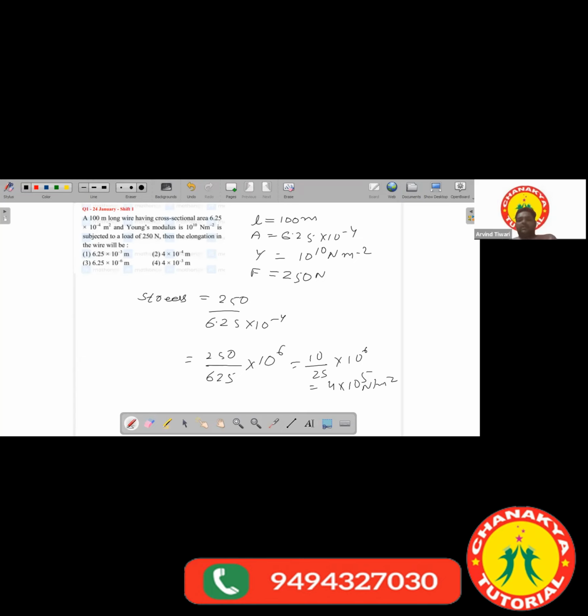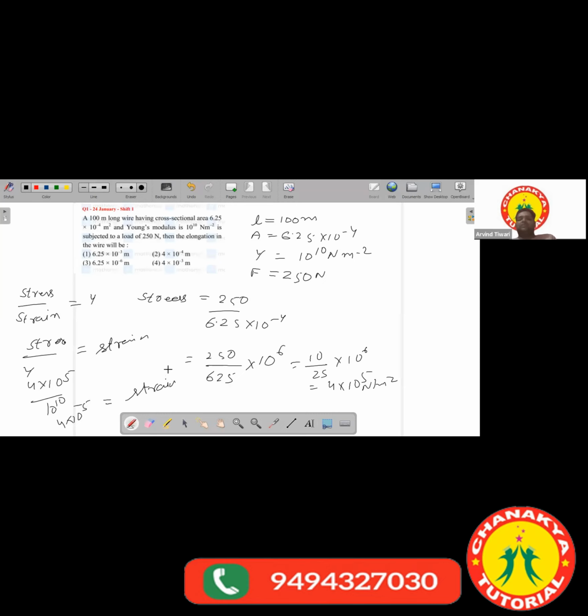Using the Young's modulus, we know that stress over strain will be equal to the Young's modulus. So strain will be stress over Young's modulus. Stress divided by Young's modulus will give you the strain, and stress is 4 multiplied by 10 to the power 5 divided by Young's modulus, which is 10 to the power 10. So we get the value of strain as 4 multiplied by 10 to the power minus 5. This is the strain.